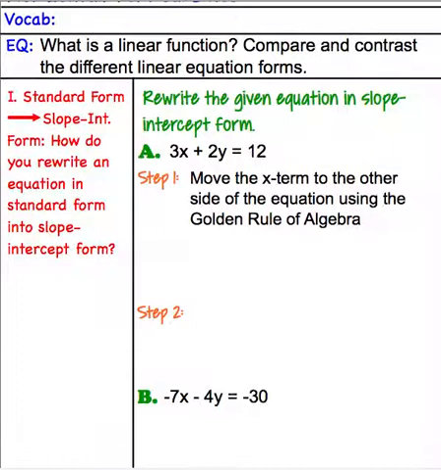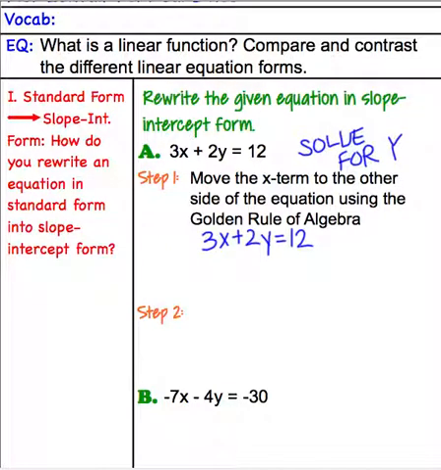So we have 3x plus 2y equal to 12. And we're trying here to solve for y. And by solving for y, we want to get this term all by itself. Well, 2y is being added by 3x, so we want to get rid of 3x. And I know that I can't subtract 3x from 12 because 12 is a constant and 3x is a variable term. So I'm going to put it off to the side.